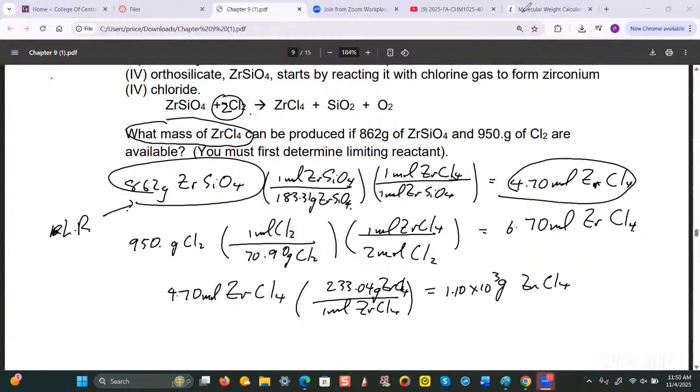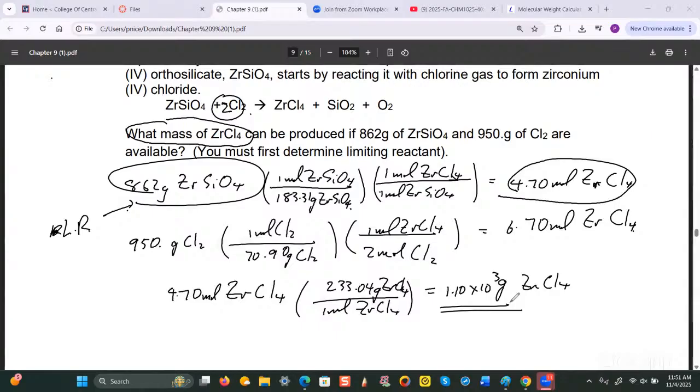ZrCl4. Okay, somebody said something in the chat. Let's see. Multiply the limiting reactant with the ratio and find the molar mass. Oh, okay, yes. We just did that. And somebody was asking a question which he later retracted. All right. So that's basically how we do this, all right? So this here is the final answer right here.